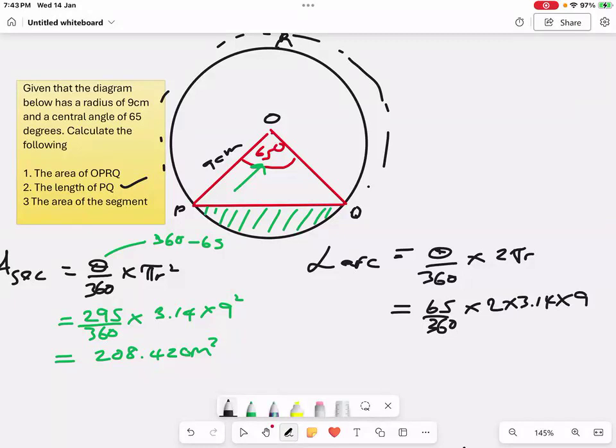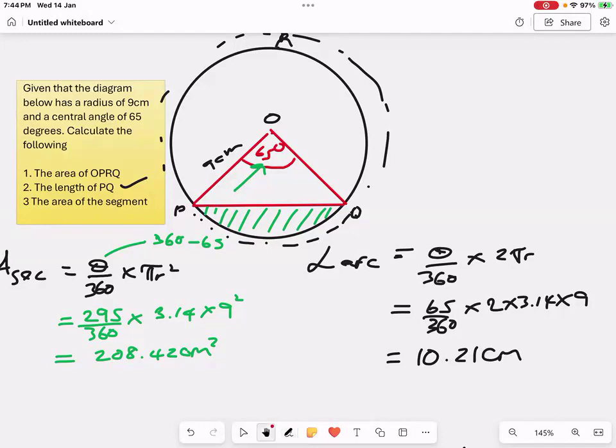I'm going to verify based on what you tell me. I'm currently typing it into my calculator: 65 divided by 360 multiplied by 2 times 3.14 times 9. Are you guys getting 10.205 or 10.21? Yes, sir. So the distance along this curve right here is 10.21 centimeters. Round it off, okay? All right, good.